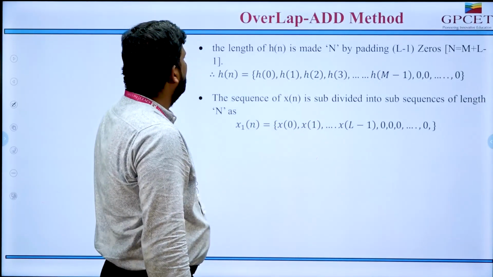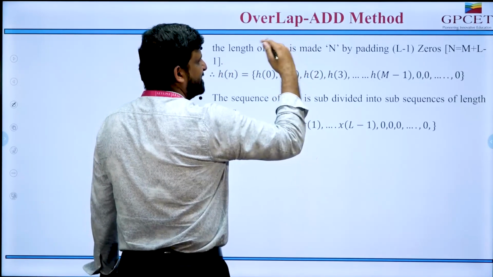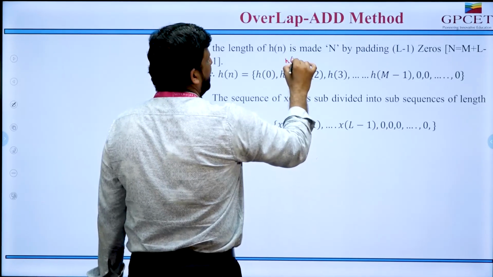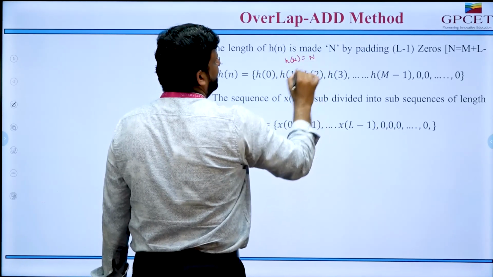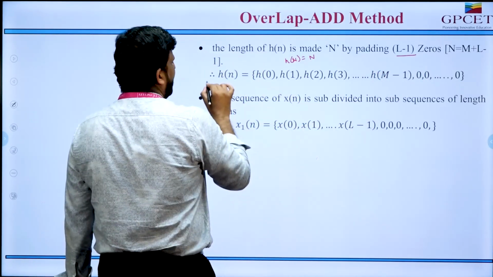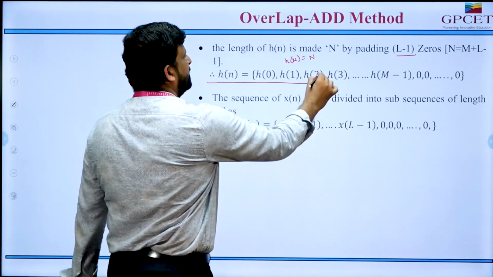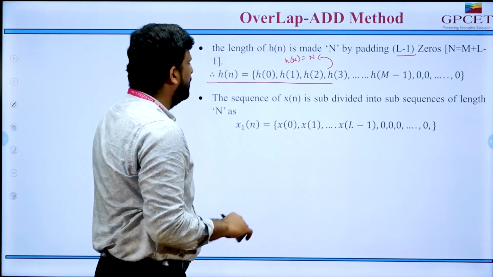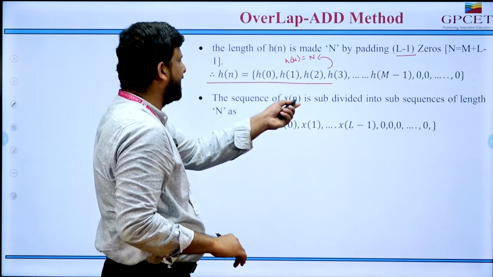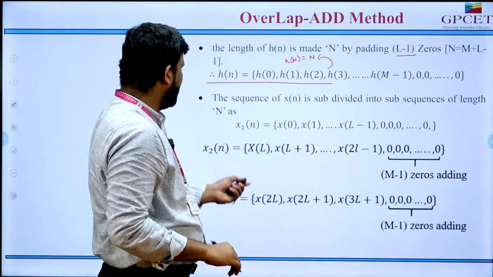So after that, same again, the length of h of n is made equal, which is the same as we have seen in the overlap save method. That is, the h of n length should be equal to capital N. For that, what we are going to do is add L-1 zeros. So finally, we are going to get the h of n as this much sequence, which is equal to the length of capital N. Now same, here if you see, the sequence which is very lengthy, that x of n, is subdivided into subsequences x1 of n, x2 of n and x3 of n.